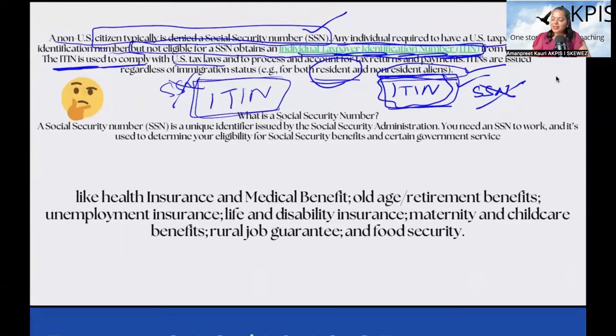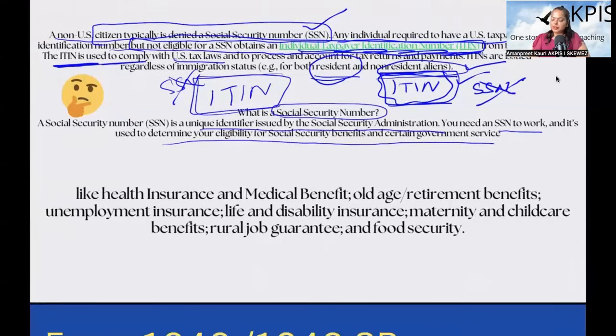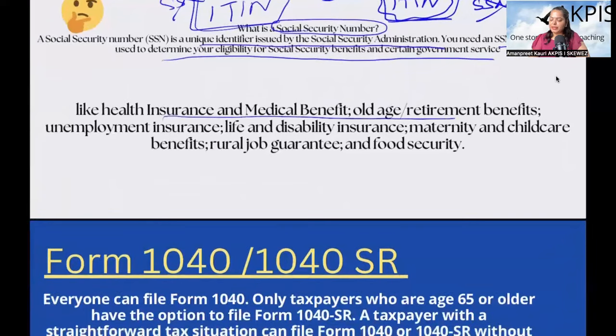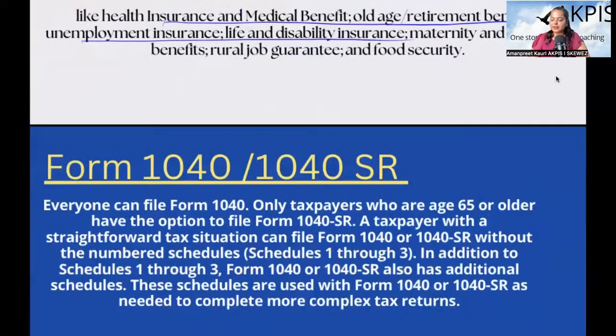So basically, the social security number is a unique identifier issued by the Social Security Administration. That means if you need to work in the US, you need to obtain this. You actually have an SSN with you, and it is used to determine your eligibility for any kind of benefits which are given by the government, or if you are in government service. So that's why the SSN is required. And apart from this, for health insurance, medical benefits, old age, unemployment, disability, or any kind of job guarantee, food security, the government supports you if you are a US citizen. So that means this social security number is for US citizens.